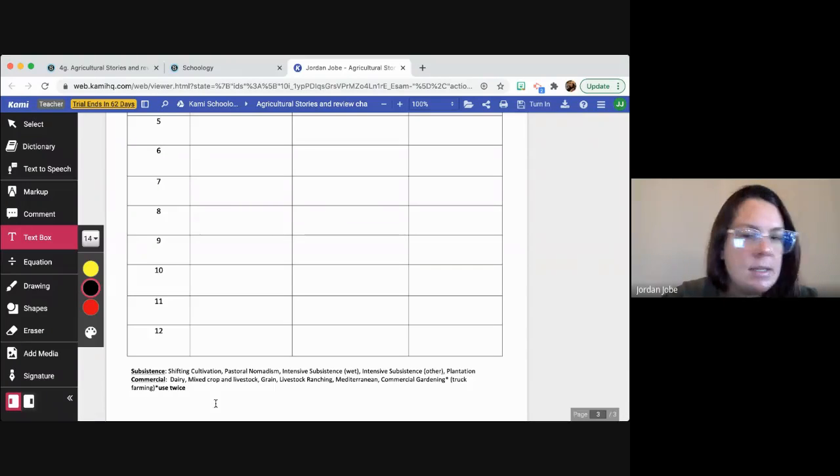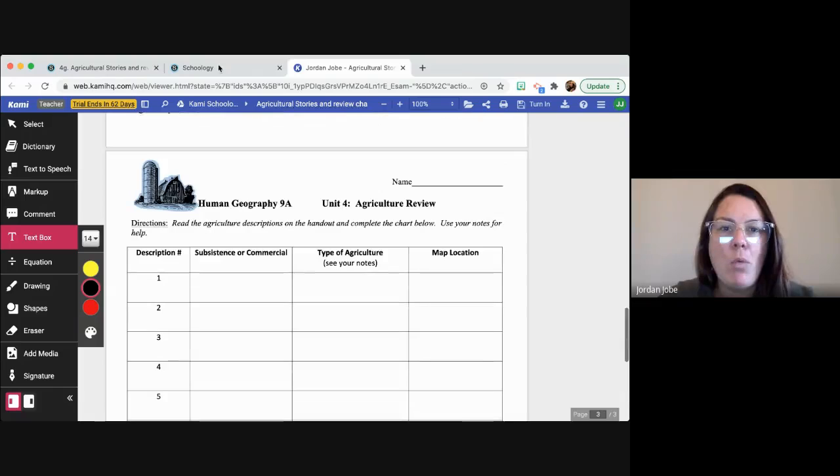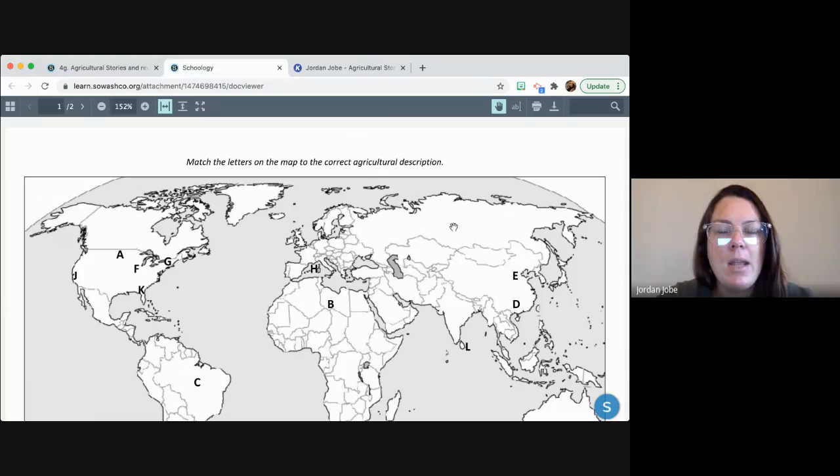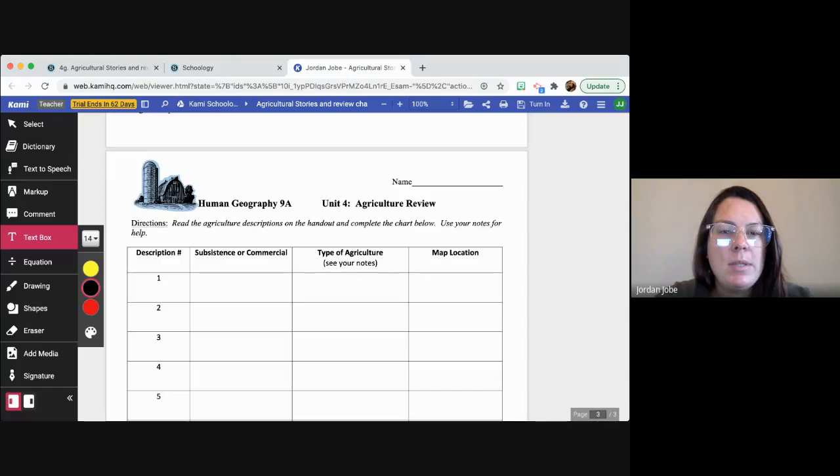And then we figure out where it is located on this map. Okay. Give me a second. Brett emailed me about not being able to get back in. So let me respond to him.